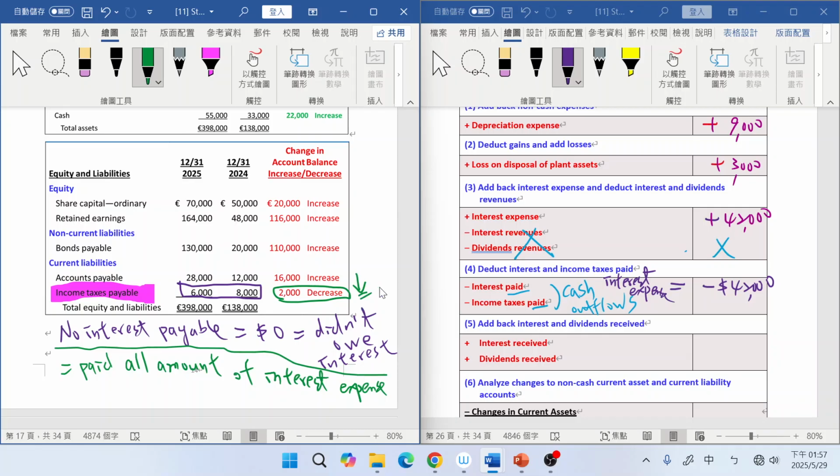Okay, so means what? The money you owed to the government decreased, right? So the money you owed to the government decreased means what? You pay more or pay less? Payable decrease means you pay more or pay less? Pay more, right? So you pay more. Payable liability decrease means what? You pay more cash, right? So the money you owe will be decreased. Any questions?